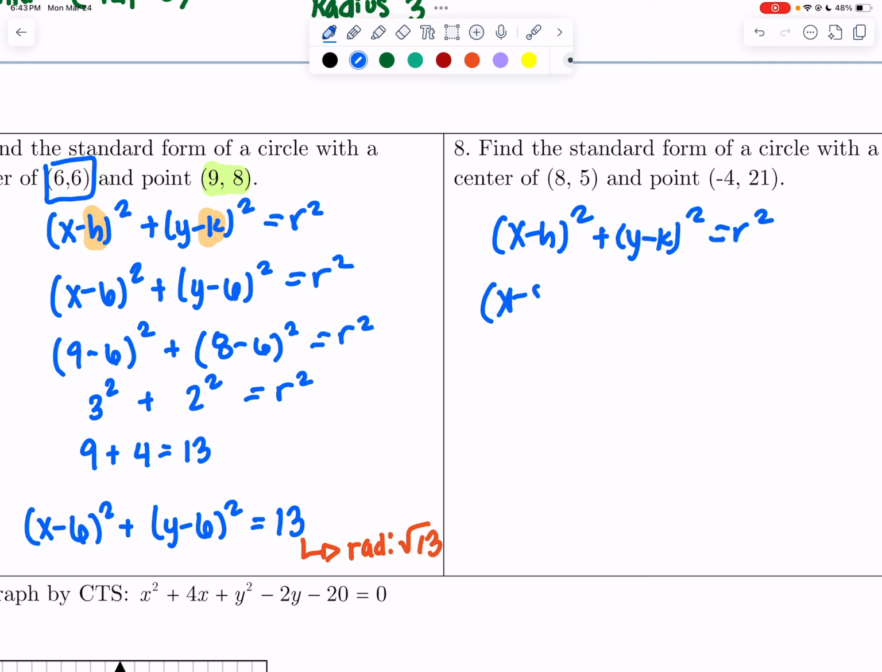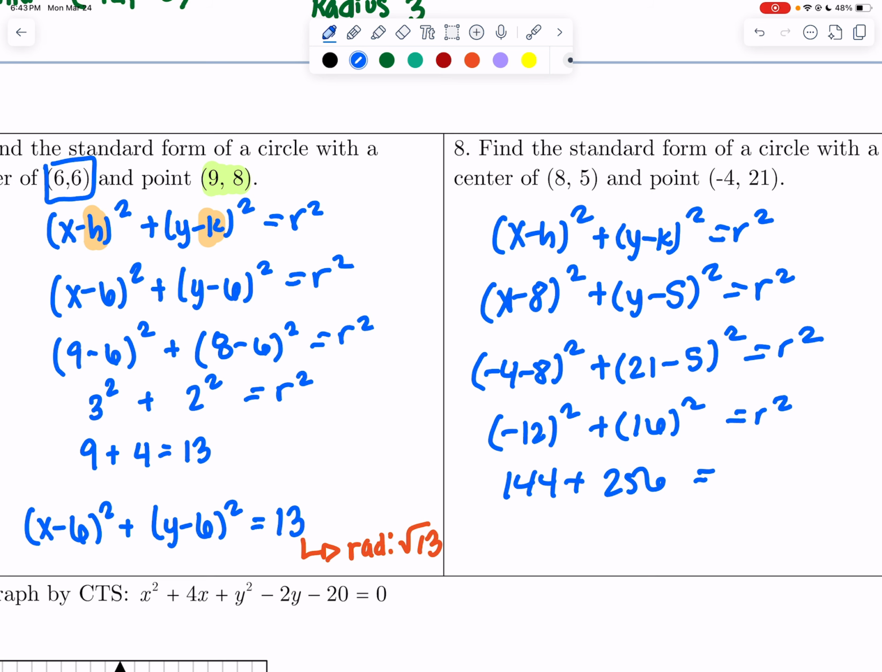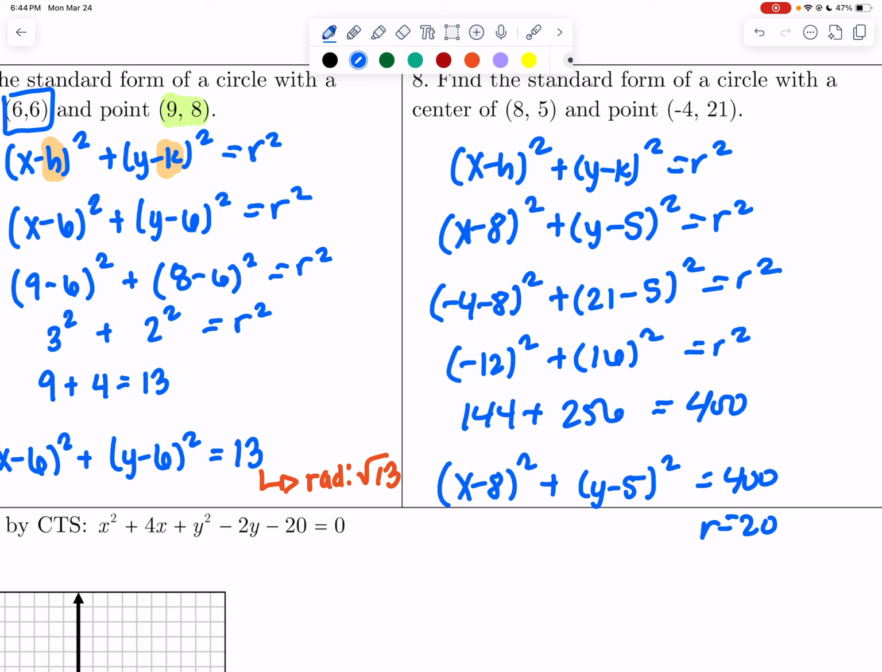All right, so you have a center of 8, 5. And you know that it's on the point -4, 21. These are going to be some big numbers, but you'll realize that it's going to work out eventually because you get 144, you get 256, that gives us 400. So r squared is 400, which tells me that I have a radius of 20 and then a center of 8, 5.